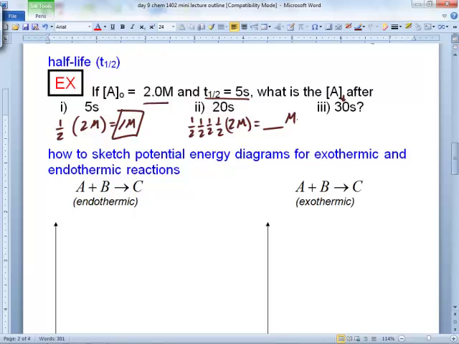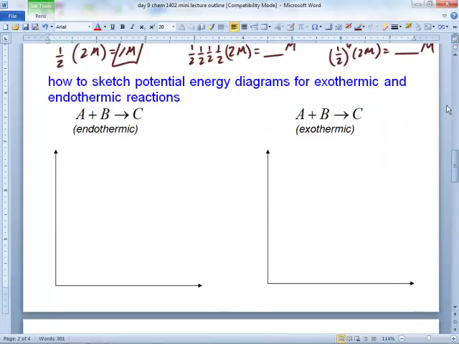For the third one, 30 seconds, 6 half-lives. So instead of writing 1/2 6 times, I could write 1/2 to the 6th power times 2 molar. And then whatever I get will be my answer. Just however many half-lives go by, just write down a half that many times. That's the trick to doing those.